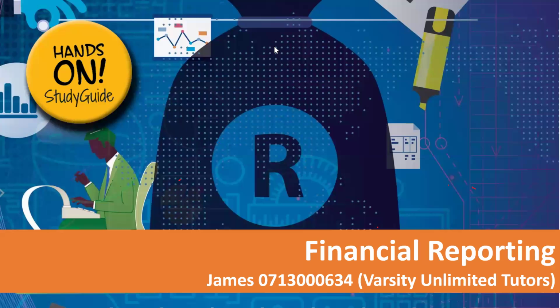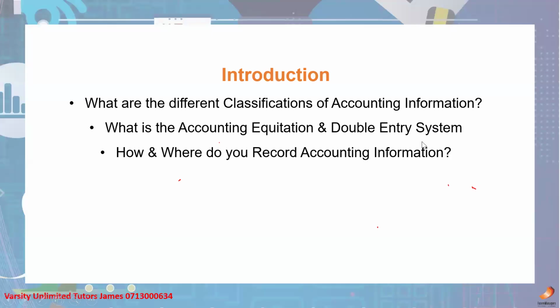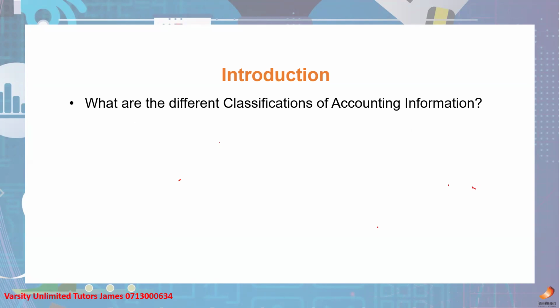All right, so let's go straight into today's business. Today we are going to look at 3 things. Number 1, how do you classify accounting information. Number 2, what is the accounting equation in the double entry system. Number 3, how and where you record accounting information. The last part there, we are not going to focus too much energy on because it's rarely in your exams, and also it's more fitted for the guys that are doing BCom accounting.